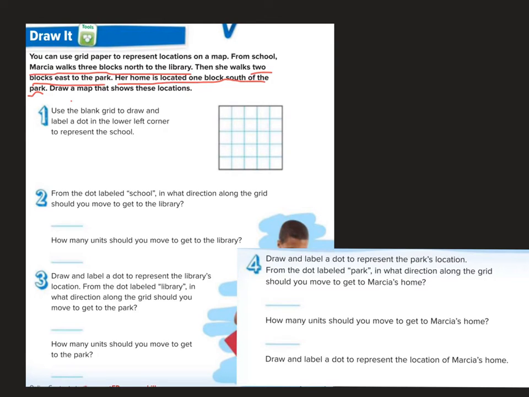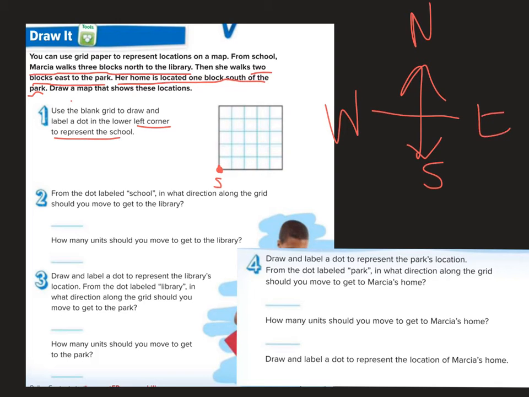This lesson is going to build up to the next lesson. We'll start using ordered pairs and everything in the next lesson, so I just wanted to do a little bit of sequencing, a little bit of practicing coordinate planes, and then in the next lesson we'll really dive into coordinate planes. Anyways, it says use the blank grid to draw and label the dot in the left corner to represent the school. So this is going to be the school. Remember north, south, and it spells we: west, east.